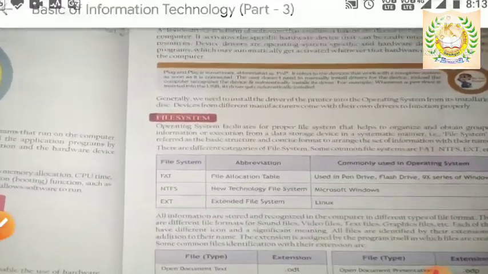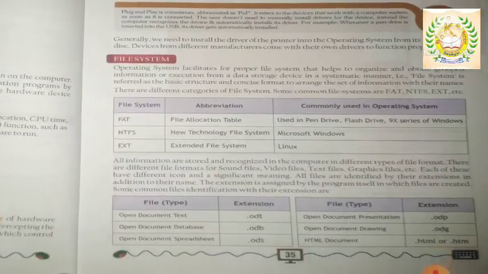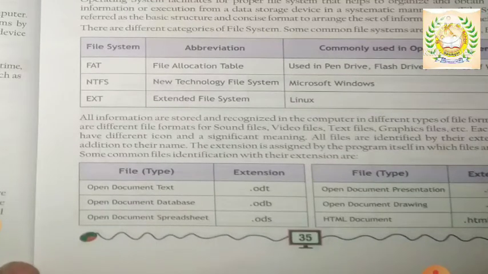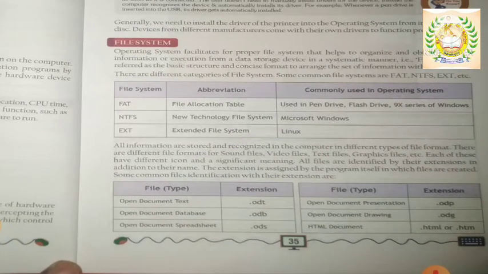Okay, the next is the file system. In the file system, you know what files are? Files are a collection of data, in an organized or unorganized manner, in whatever manner you keep data in the computer, those are files. So understanding files is very important. File extensions also exist. FAT means File Allocation Table, commonly used in operating systems, and in pen drives and flash drives. And NTFS, New Technology File System, is for Microsoft Windows files. And EXT, extended file system, is used in Linux.